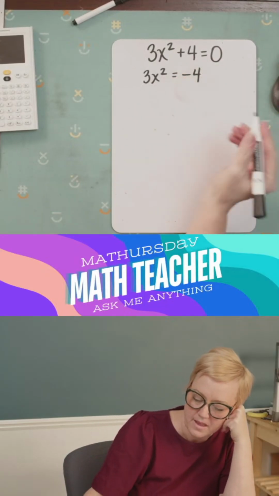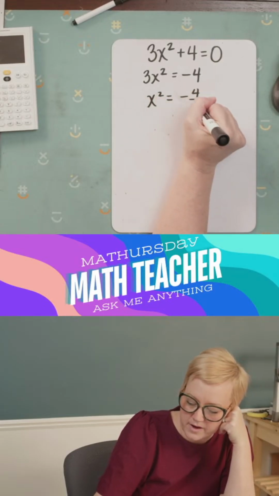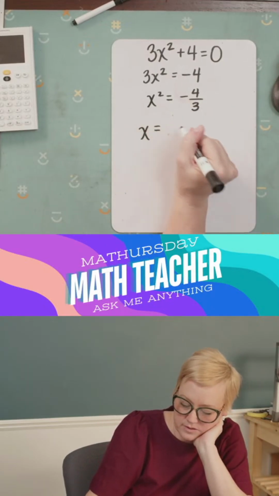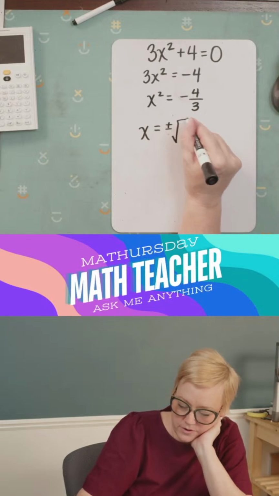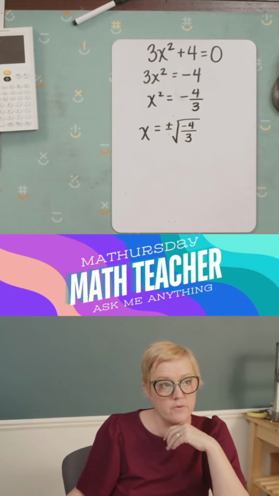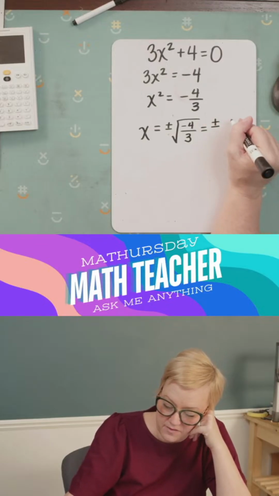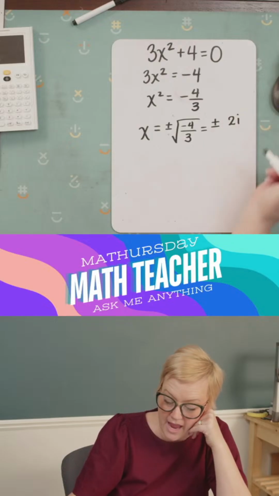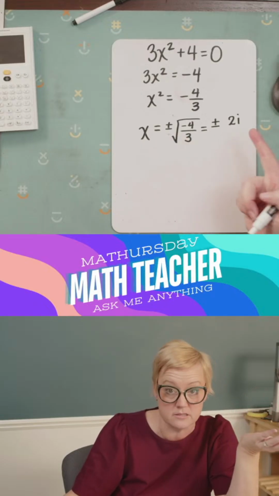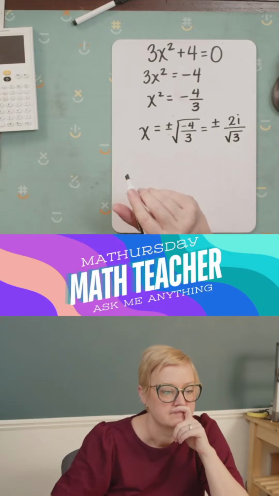Minus 4. And then I'm going to divide by 3. So x squared equals negative 4 over 3. Okay. I square root both sides. I get x equals plus or minus the square root of negative 4 over 3. Now the square root of negative 4 over 3 is going to be plus or minus, again, I've got 2i on top because i is the square root of negative 1, so that comes out and becomes i, and then the square root of 4 is just plus or minus 2 over the square root of 3.